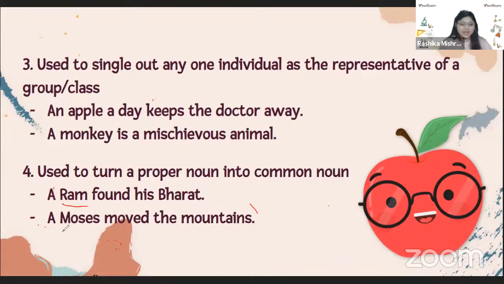Now we have another example here. Moses moved the mountains. So here also Moses is a proper noun, but as we have applied a before this, it will be converted into a common noun. Okay, in such a case also we always use the indefinite article before the noun.